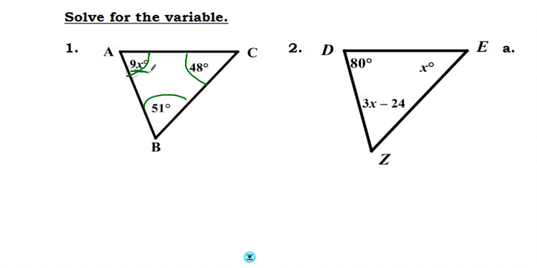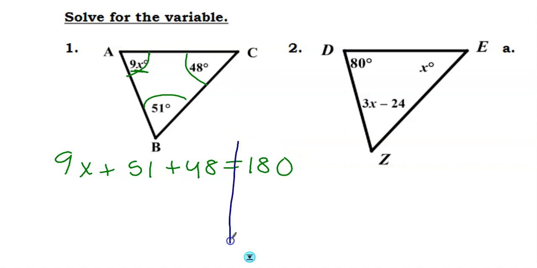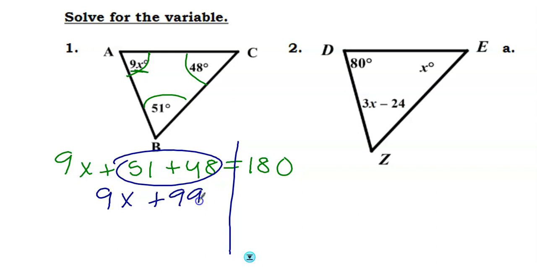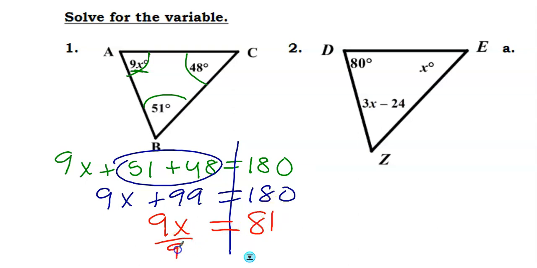So how do we solve for x? 9x plus 51 plus 48 equals 180. Okay, so we can combine like terms. We don't need to subtract them, we're actually going to add them. So 51 plus 48 is 99. And then now we're going to solve for x. So I'm going to subtract the 99 from both sides and get 81. And then divide by 9 on both sides and get x equals 9.